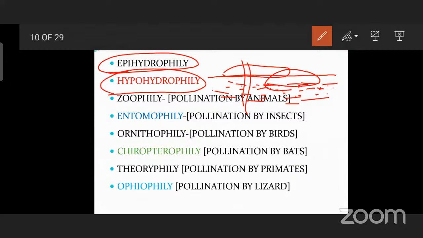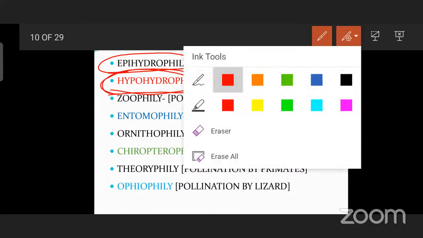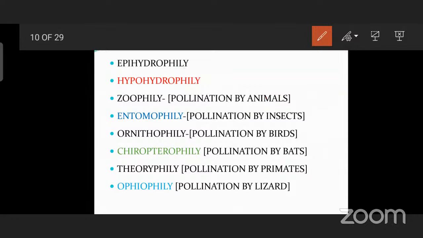And the second one, hypohydrophily. The female flowers remain submerged in the water and the pollen grains are released inside the water. Pollen grains in many such species are long and ribbon-like, and they are carried passively inside the water. Some of them reach the stigma to achieve pollination. So this pollination is known as hypohydrophily. Examples are Vallisneria and Zostera.